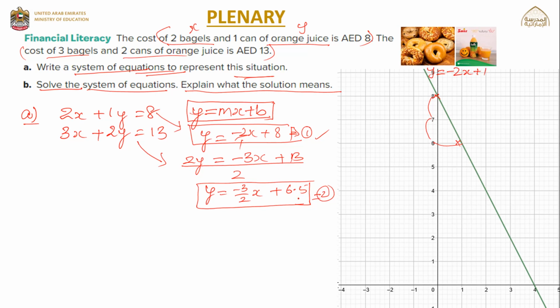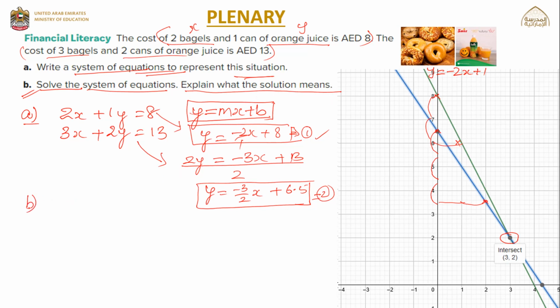What about the second equation? You're going to plot the y-intercept 6.5, which comes between 6 and 7. And then from that, you're going to use the slope to find the next point, minus 3 over 2. So 3 points down, 1, 2, 3, and 2 to the right, 1 and 2. So using these two coordinates, you'll be drawing the second line, where you find that the graph intersects at (3, 2).